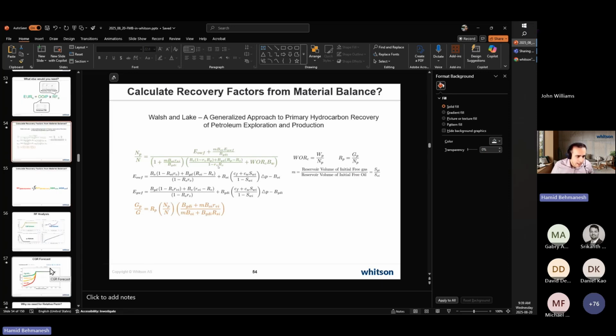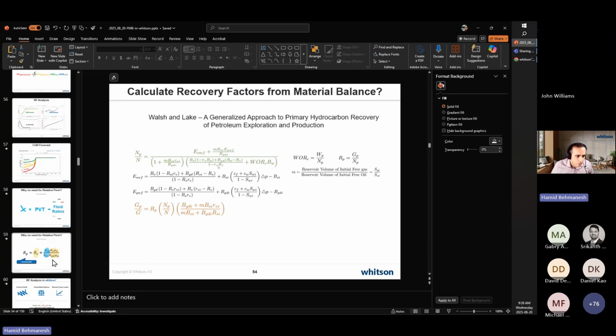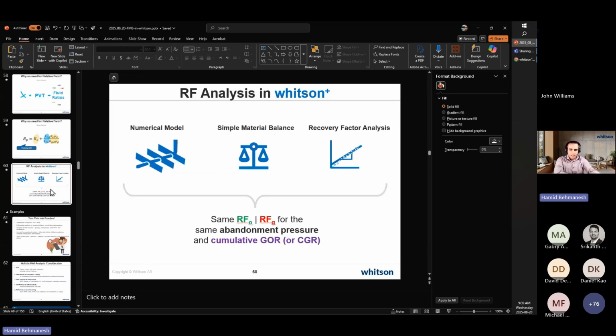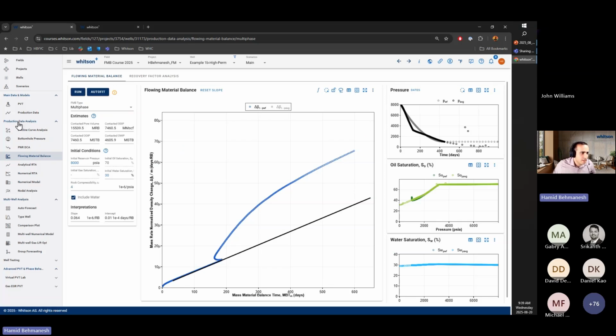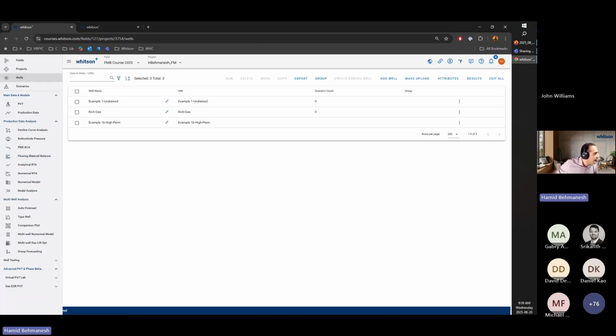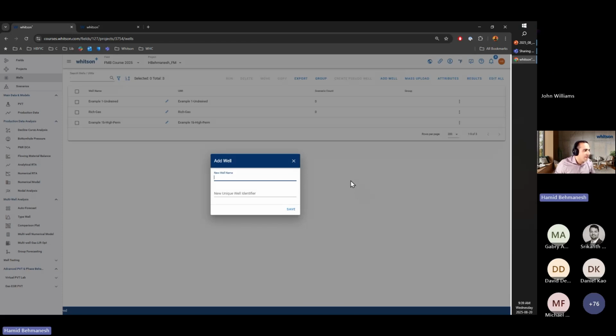So let's do one more exercise which highlights the importance of this, and the numerical three different methods for calculating recovery factor. If you go to well screens and add a new well, I'm going to call the well "example recovery factor," or whatever name you wish. New well, recovery factor, click save.